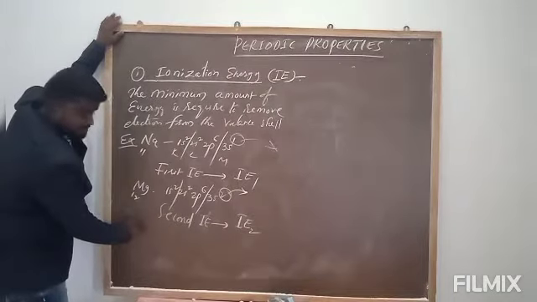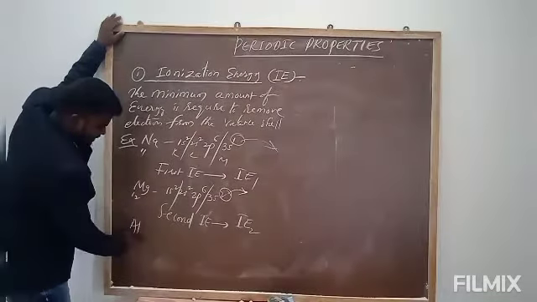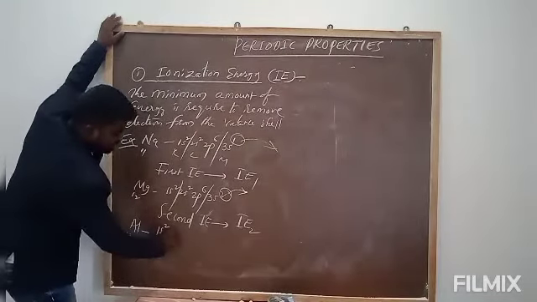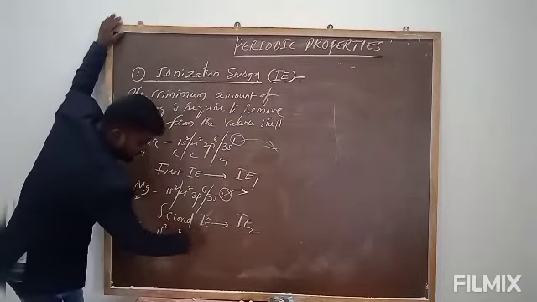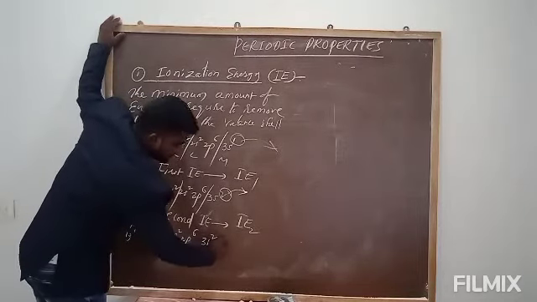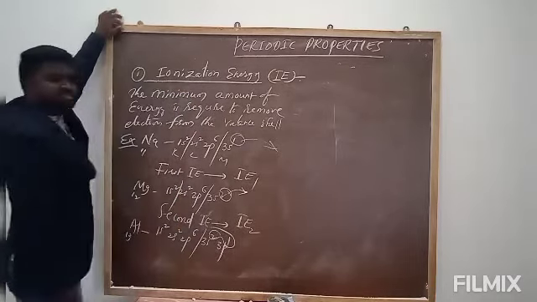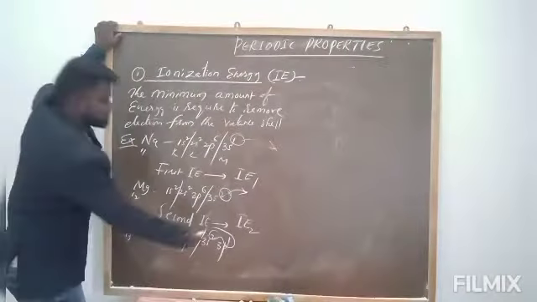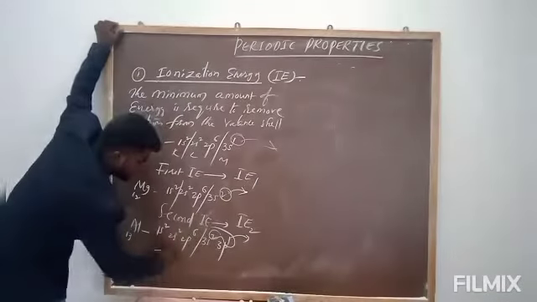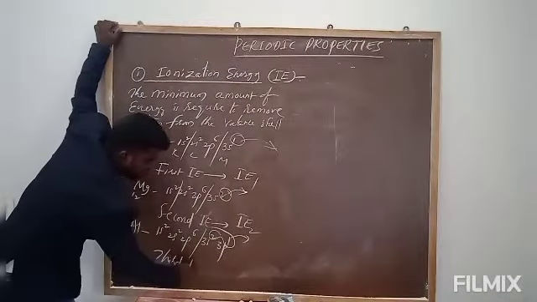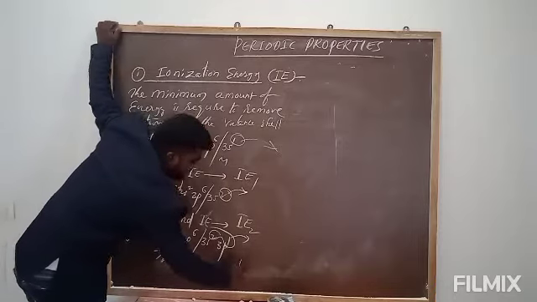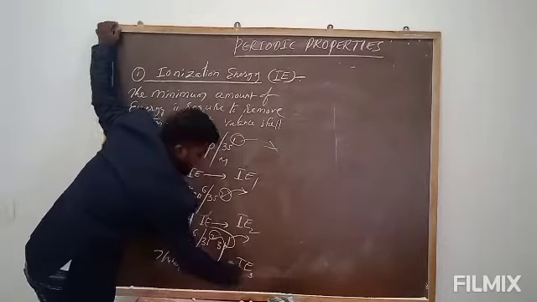Now third example, take aluminum 13, electronic configuration 1s2, 2s2, 2p6, 3s2, 3p1. Here I am removing three electrons from the valence shell. So this is called third ionization energy, indicated by IE3.